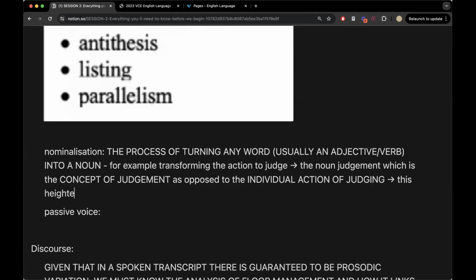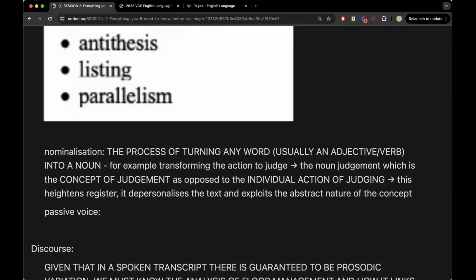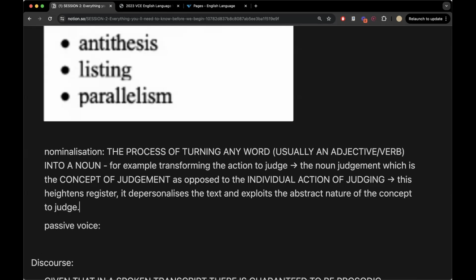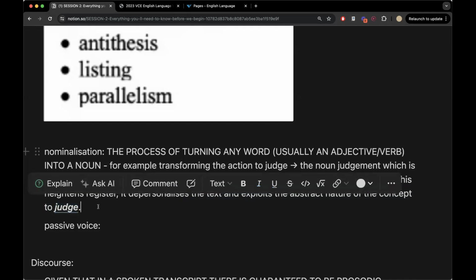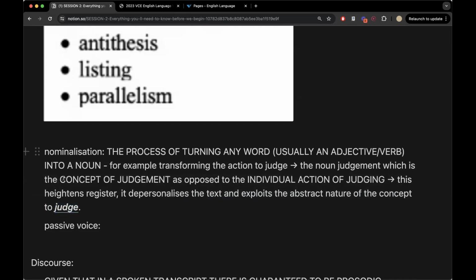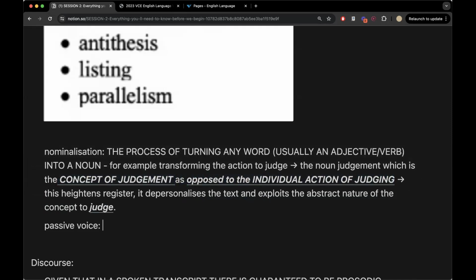So this heightens register, it depersonalizes the text and exploits the abstract nature of the concept to judge, right? And if you can talk about these little sections of focusing on the concept as opposed to the individual action, you've mastered nominalization. Passive voice has two types.